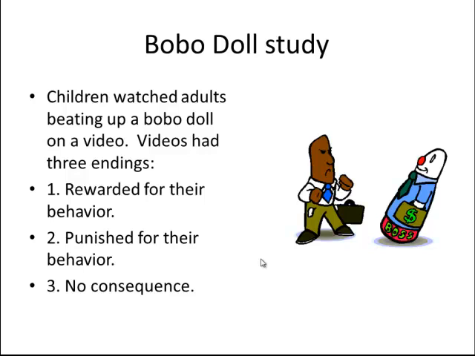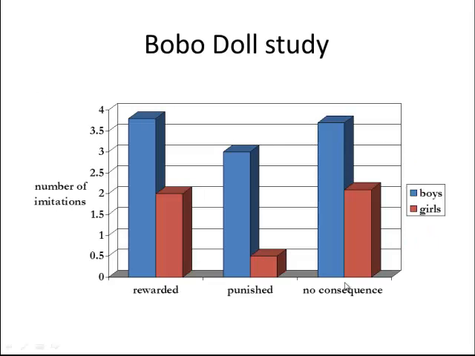And they watched these videos, and at the end of the videos, they had 3 possible outcomes that the kids watched. In one group, the people were rewarded. They'd beat up the doll, and then somebody would come in and go, "Good job. That's what you're supposed to do. Way to go." And in another, they were punished: "That was bad. You shouldn't have hit Bobo." And the third, there were really no consequences. And here are the results.